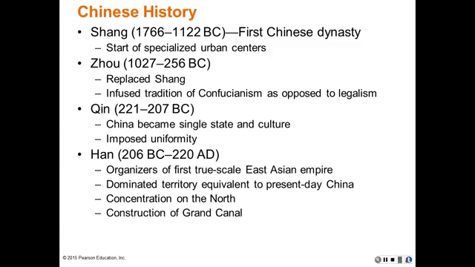The Qin dynasty from 221 to 207 BC, here China became a single state and culture and began to impose a uniformity of culture.